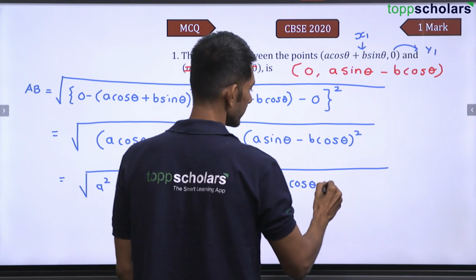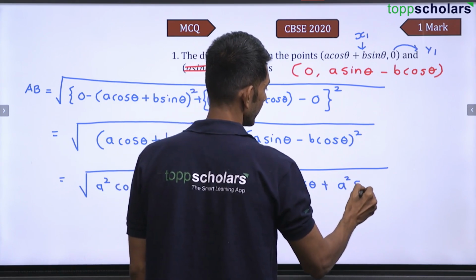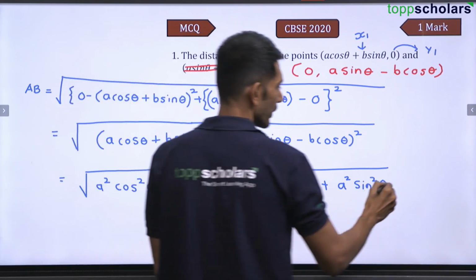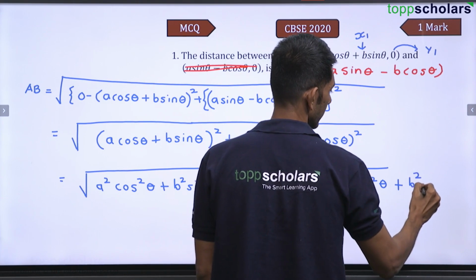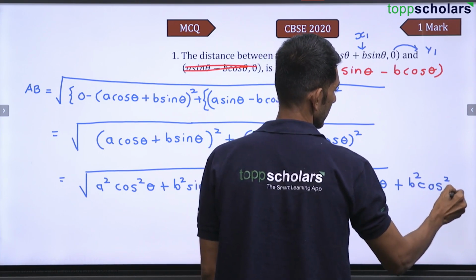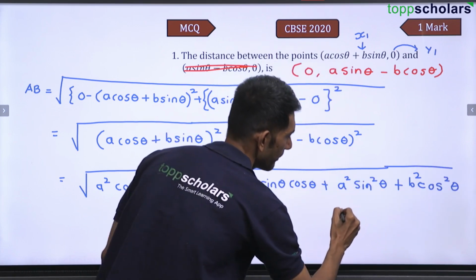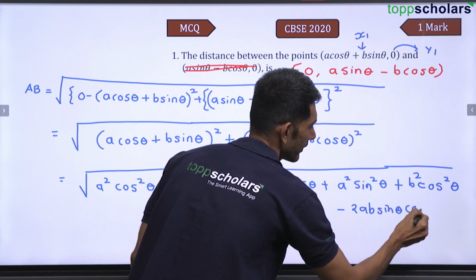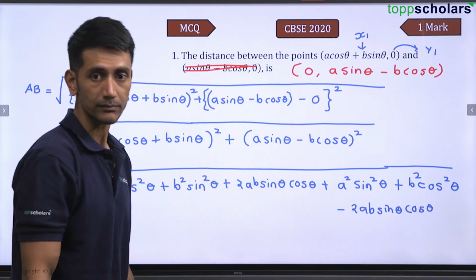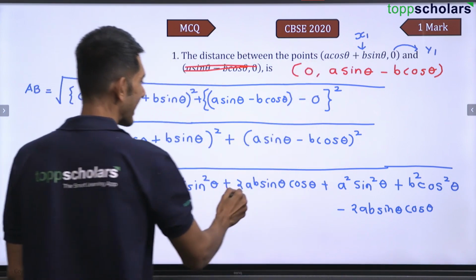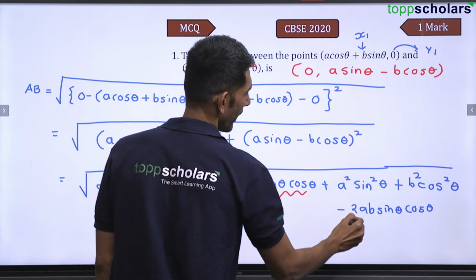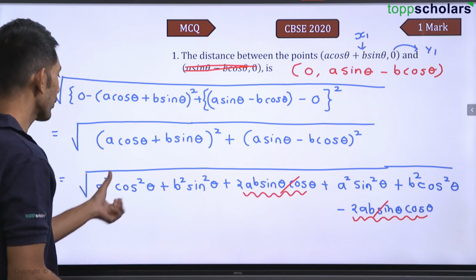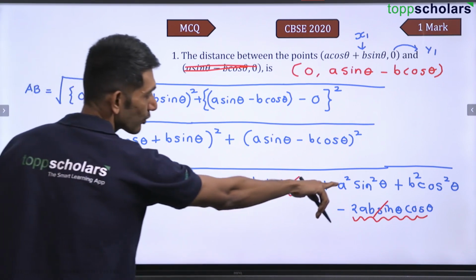This becomes plus a square sin square theta plus b square cos square theta, everything is under the root, right? And then minus 2ab sin theta cos theta, correct? So here, can I cancel 2ab sin theta cos theta minus 2ab sin theta cos theta? Yes, I can do that. So what will remain? A square cos square theta plus a square sin square theta.